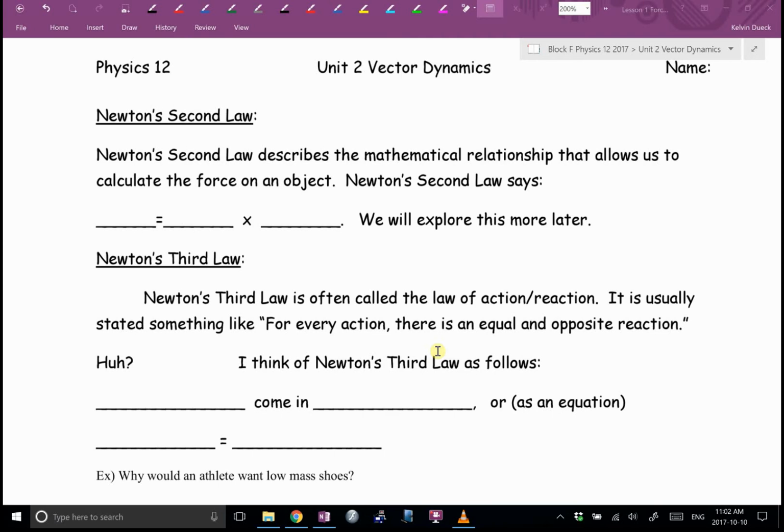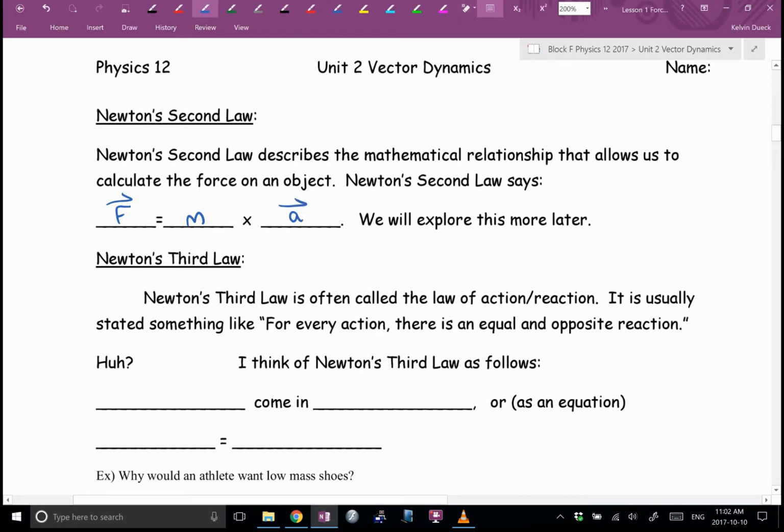Newton was much more interested in acceleration, so he actually got the A by itself. And actually, he wasn't even interested in acceleration. He was much more interested in change in momentum and impulse. So he phrased his equation slightly differently. But we're typically going to go F equals ma.